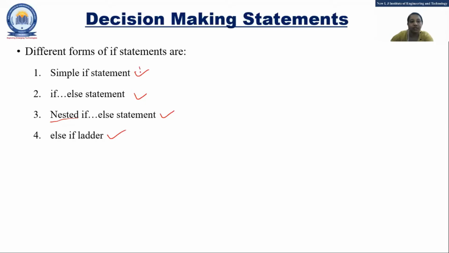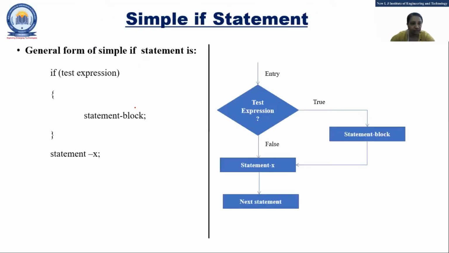Now we will start with the first one, that is what? Simple if statement. So first we'll see the syntax. So this is the syntax of if statement. You can see that for that we are using the if keyword. If you remember, there are 32 keywords in C language. So if is a keyword. With if, in a parenthesis, compulsory in a parenthesis, you have to provide test expression. Test expression means it is nothing but a condition.